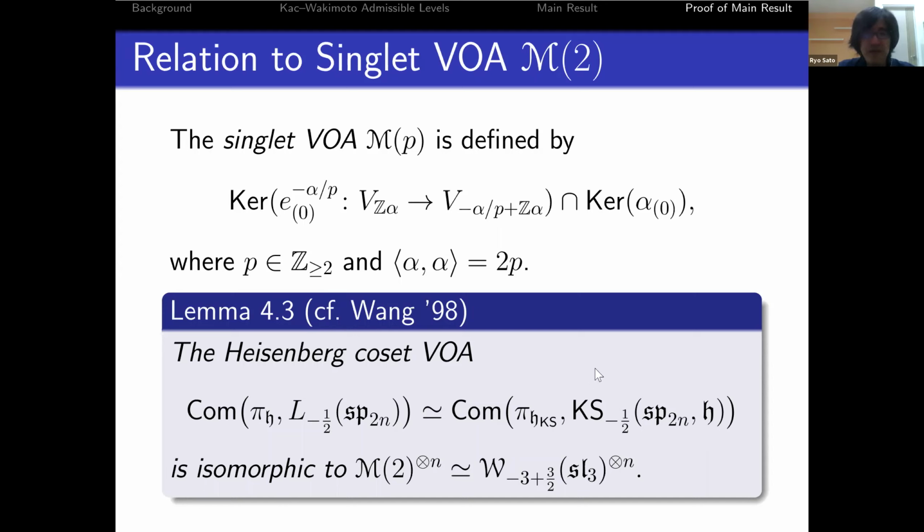Here alpha generates a rank 1 lattice, whose form is written in terms of p. The first part of the definition is just the triplet VOA, which is a very famous one, and we consider the subalgebra of the triplet, which is known as the singlet VOA. If we consider the p equal 2 case, it appears as the Heisenberg coset in our case. That is, the corresponding Heisenberg coset for this Kazama-Suzuki VOSA is actually the n-fold tensor product of the singlet VOA.